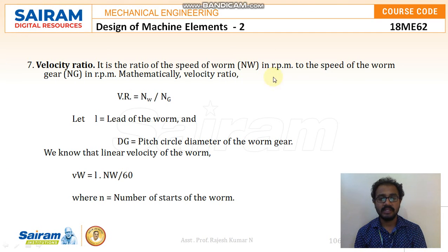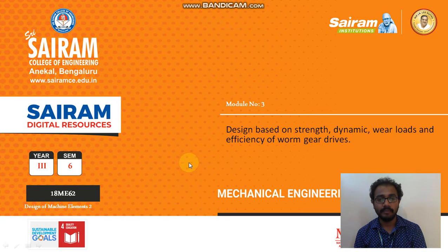The next one is velocity ratio. It is the ratio of the speed of the worm in RPM to the speed of the worm gear. Mathematically, it is the worm speed divided by the gear speed. Here L is the lead of the worm and dg is the pitch circle diameter of the worm gear, and we know the linear velocity of the worm is equal to L into Nw divided by 60, where N is the number of starts of the worm.